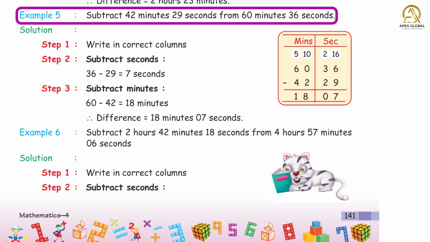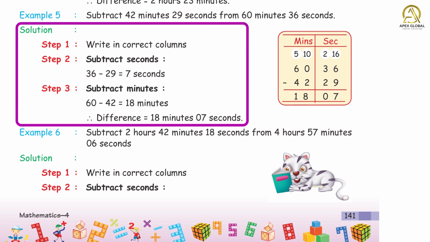Example 5. Subtract 42 minutes 29 seconds from 60 minutes 36 seconds. Solution. Step 1. Write in correct columns. Step 2. Subtract seconds. 36 minus 29 equals 7 seconds. Step 3. Subtract minutes. 60 minus 42 equals 18 minutes. Difference: 18 minutes 7 seconds.